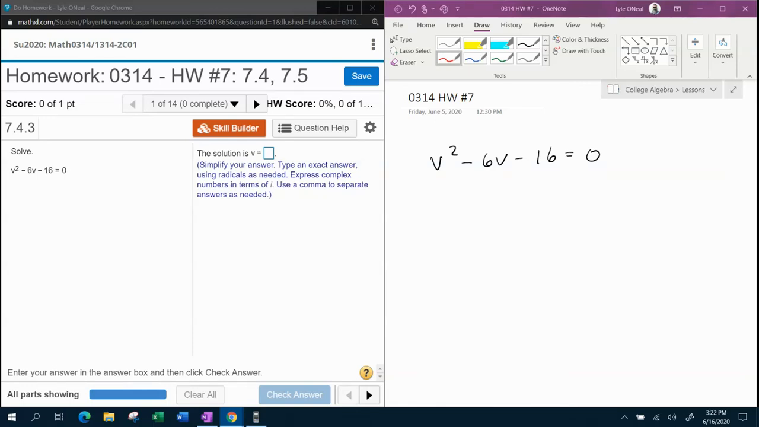Question number 1 from our 0314 homework number 7 in MyLab Math. And the instructions say solve. So here we have a quadratic equation. And the first thing that you need to do in order to solve a quadratic equation is make sure that it's equal to 0, which our equation is equal to 0.